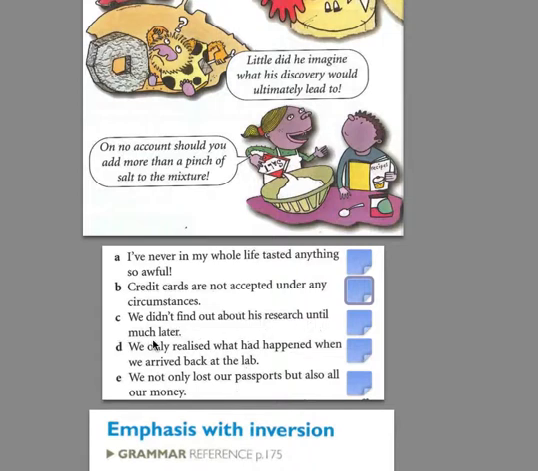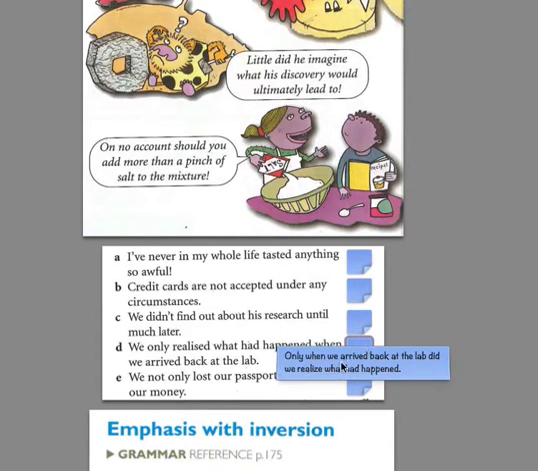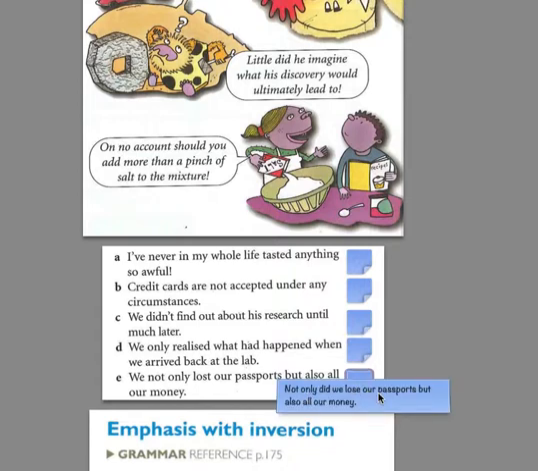Our phrase here is until much later. Again, we have to take the not from here. Not until much later did we find out about his research. Here we have when we arrived back at the lab, combined with only. Only when we arrived back at the lab did we realize what had happened. And our last example employs this lovely pair, not only and but also. Not only did we lose our passports, but also our money.